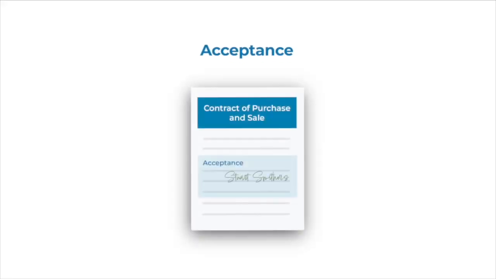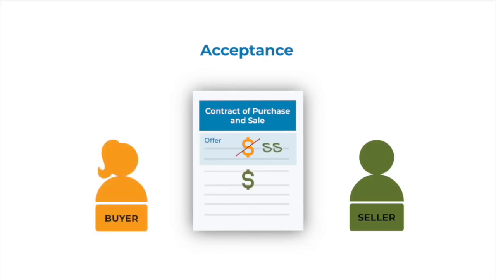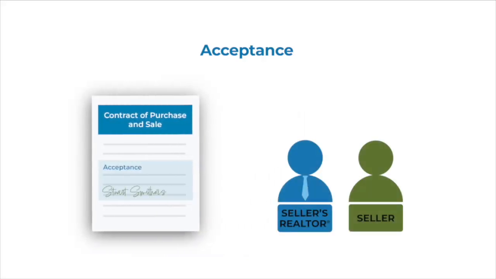Acceptance. This section is where the seller signs to acknowledge their acceptance of the terms of the contract. If the seller makes a counteroffer, a binding agreement will not be formed unless the buyer accepts the new terms proposed by the seller. The contract should specify the date the seller either accepts the offer or counters the offer, accepting the terms as countered.